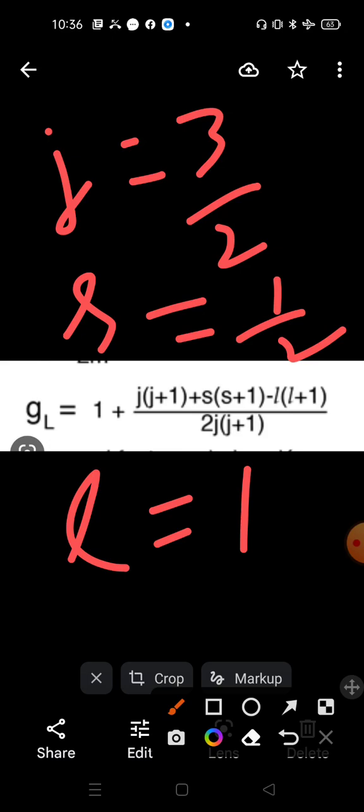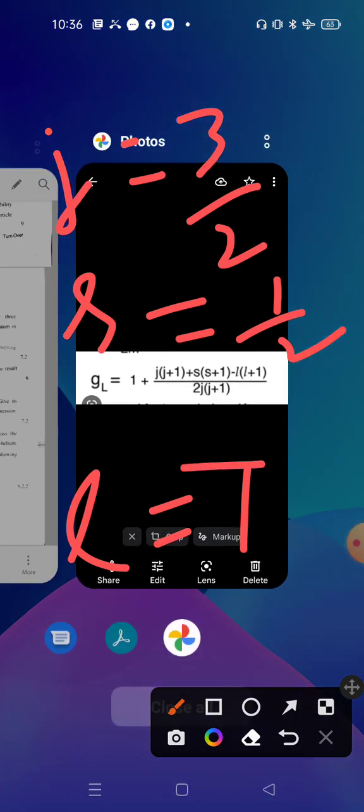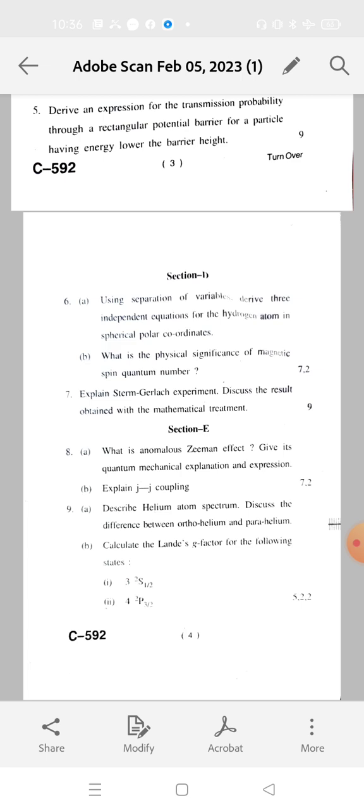So this was all about your question paper of quantum mechanics, which was asked in your supplementary exam.